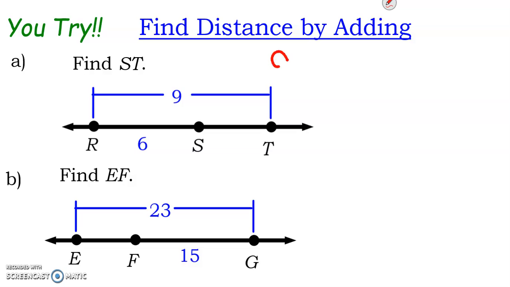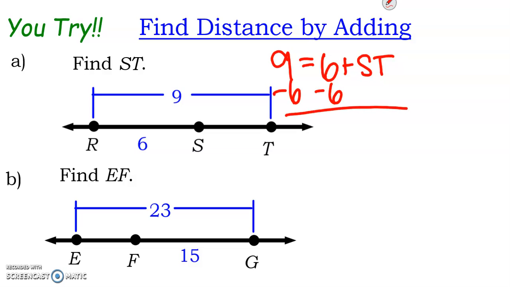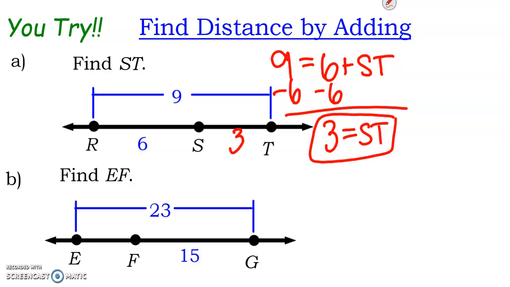So here we know the total 9 from R to T equals the first part, which is RS, so that's 6, plus the second part, which is ST. So we're going to subtract 6 from both sides, and that means 3 equals the length of ST. Okay, so you can always check. 6 plus 3 gives me a total 9.